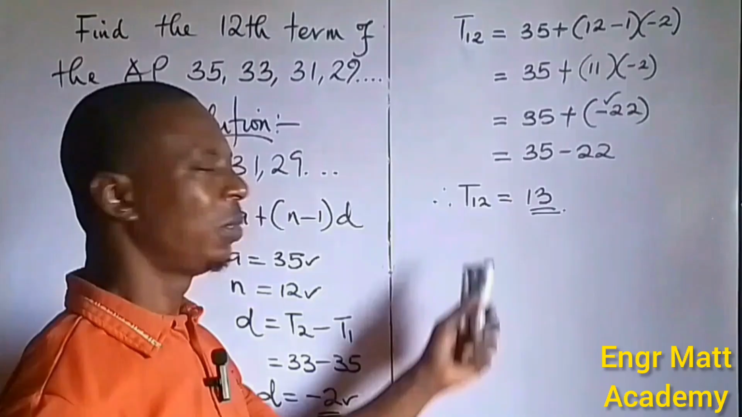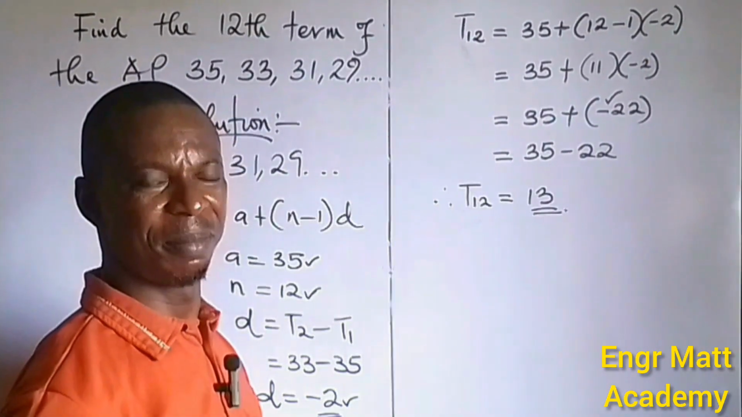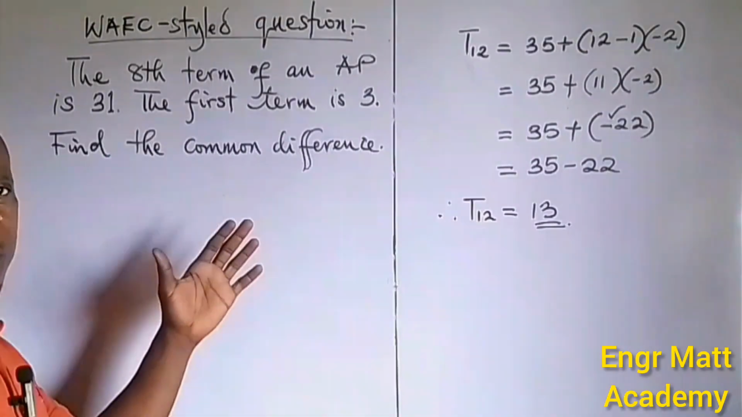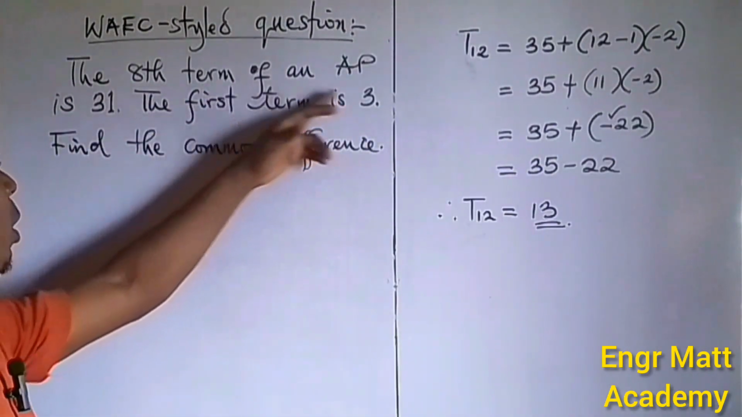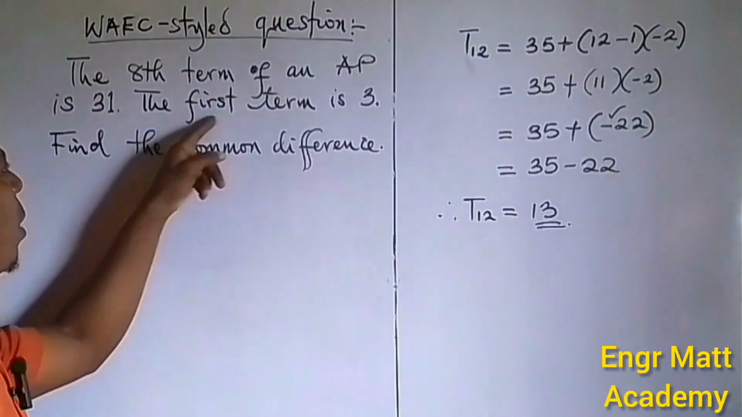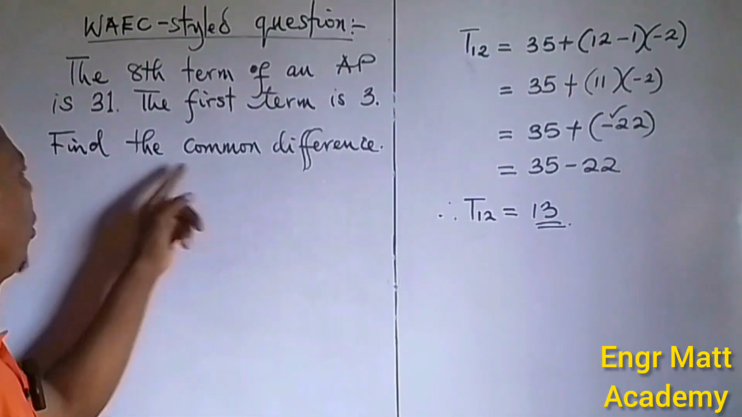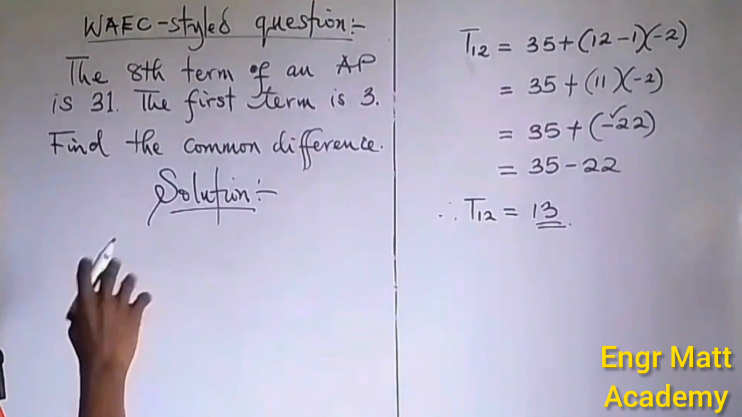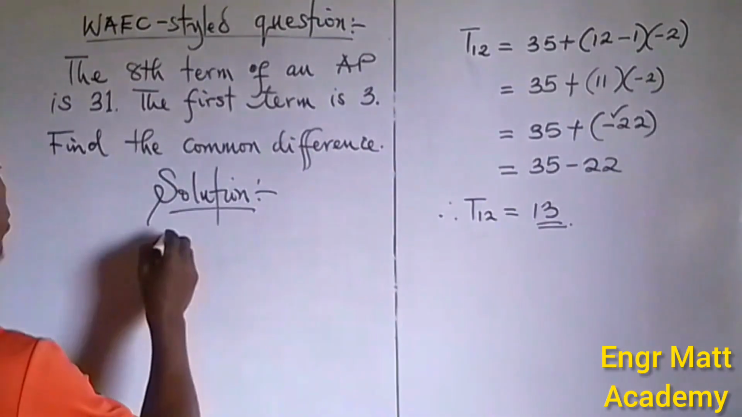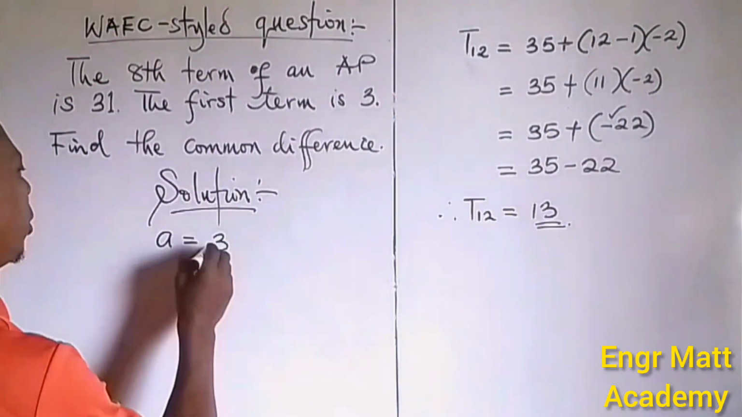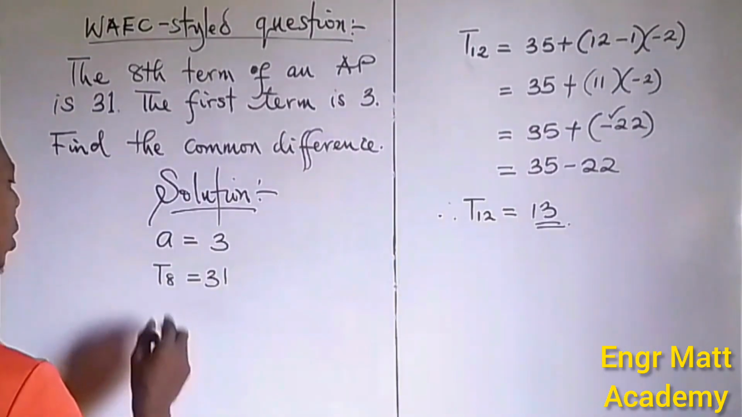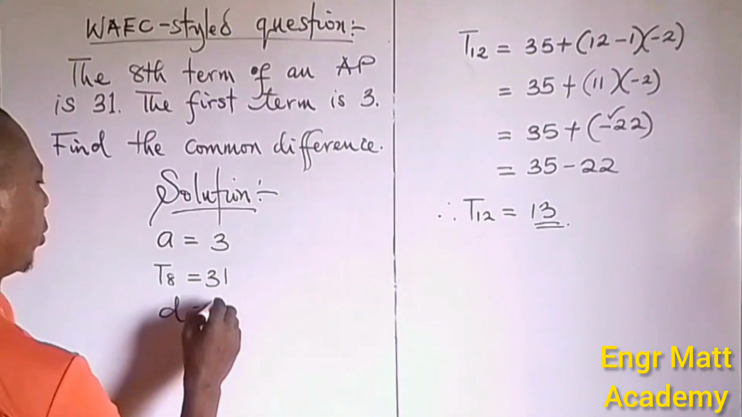Now you know how to find the nth term. Now let's look at a real WAEC problem. The problem says the 8th term of an AP is 31. The first term is 3. Find the common difference. Let's see how the solution goes. From this problem, we have the first term to be 3. The 8th term is equal to 31. And we are looking for the common difference.